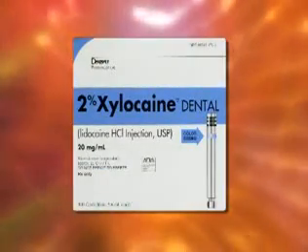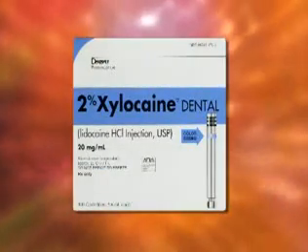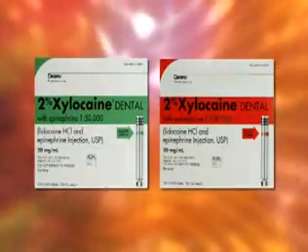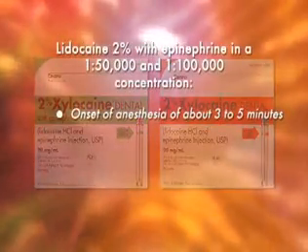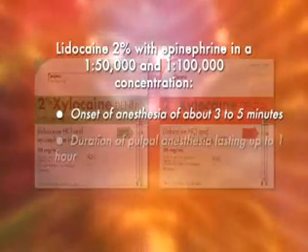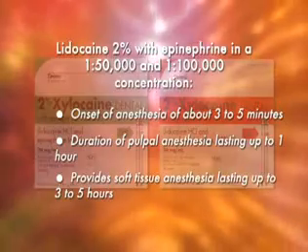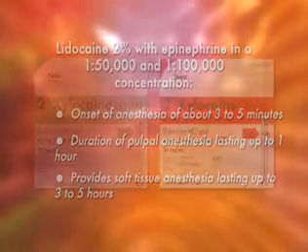Articaine has an onset of anesthesia of approximately 2 to 3 minutes and a duration of pulpal anesthesia lasting for approximately 1 hour, soft tissue anesthesia for approximately 3 to 5 hours. Lidocaine is available as a 2% concentration with epinephrine in a 1 in 50,000 or 1 in 100,000 concentration. Its onset of anesthesia is 3 to 5 minutes with a duration of pulpal anesthesia of 1 hour and soft tissue anesthesia lasting from 3 to 5 hours.